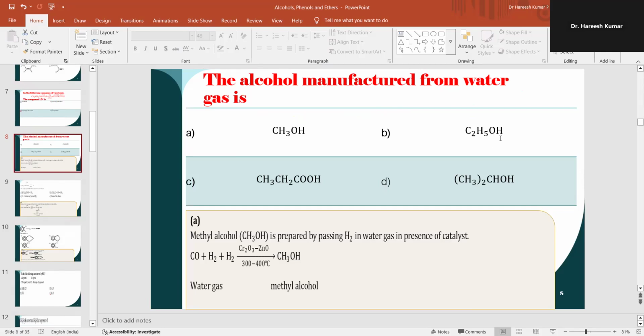Ethanol is not forming because water gas does not contain two-carbon components. Propanoic acid is also not formed because there are no such conditions in water gas. Similarly, isopropanol is also not forming. Let's take one more question.